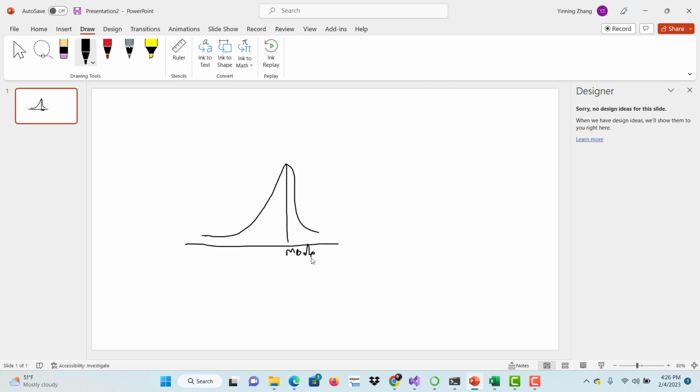And the median. The median is like half of the area. In this picture, obviously this right side is smaller, so this left side is bigger. So the median should be somewhere over here, right? Now the left side and the right side area are overall equal. So that would be the median.